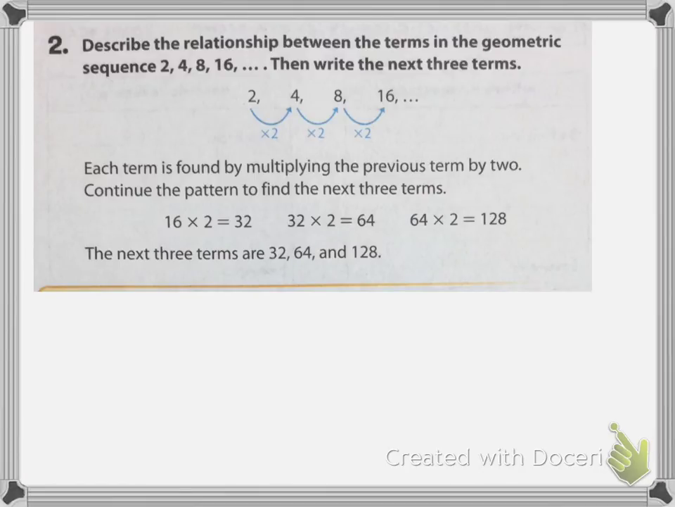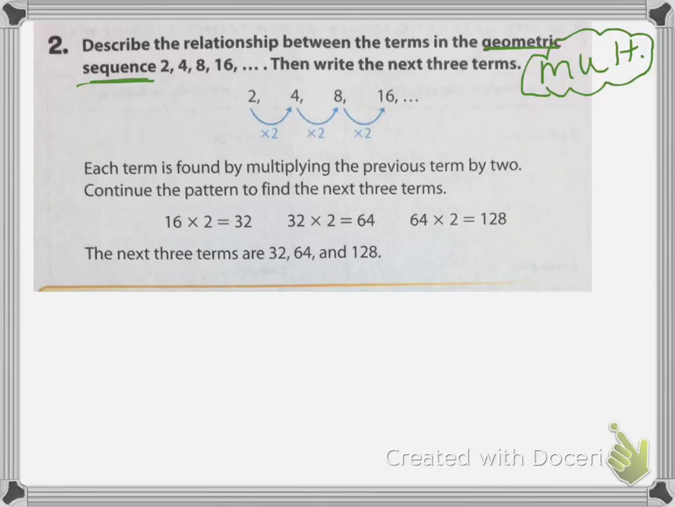Okay, now it says, for example 2, describe the relationship between the terms in the geometric sequence. So right away, as soon as you see geometric sequence, off to the side, you're going to write multiply or some abbreviation for it. And that's just so that you remember that geometric goes with multiplying and that arithmetic goes with adding. It says then write the next 3 terms.